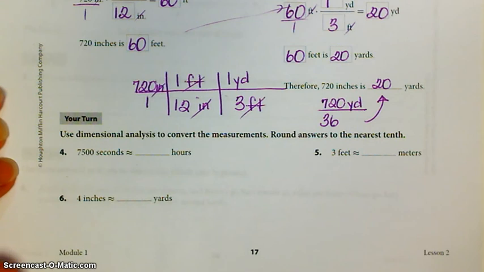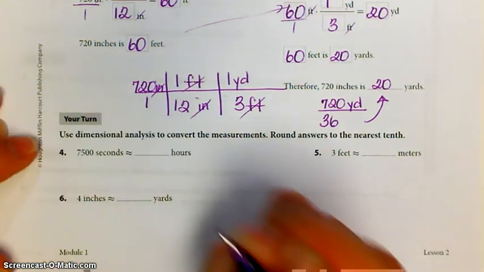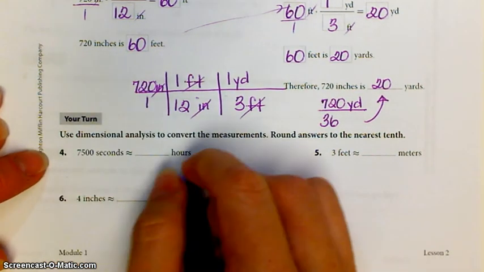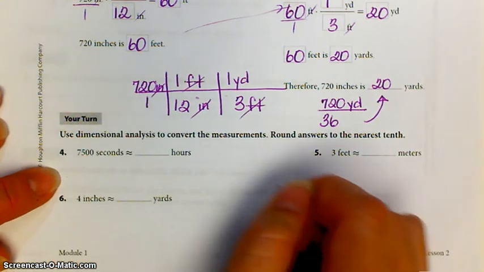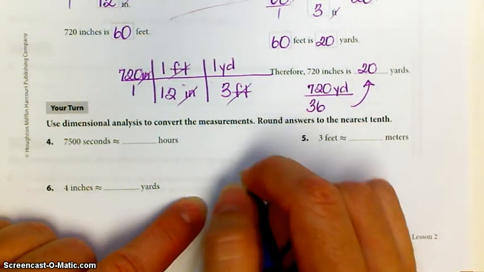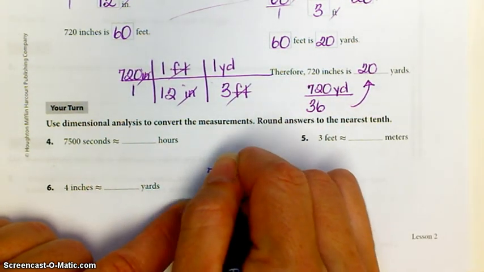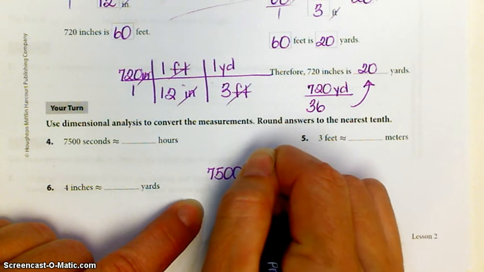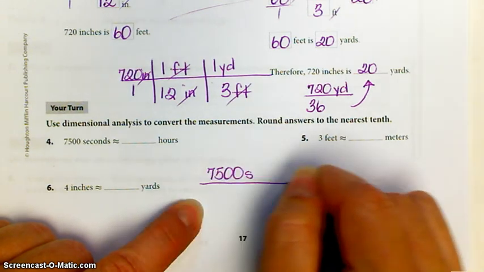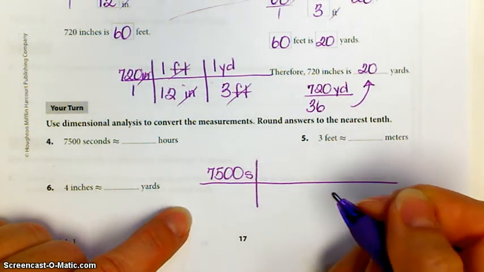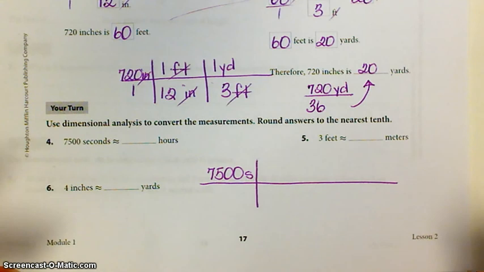Okay, I'll do number 4 with you as well, and I'm going to do it the way that I've sort of learned. First of all, I'm going to write down here where I've got a little bit more room. 7,500 seconds. And I want to go all the way to hours. So I'm going to have to go from seconds to minutes, and then from minutes to hours.